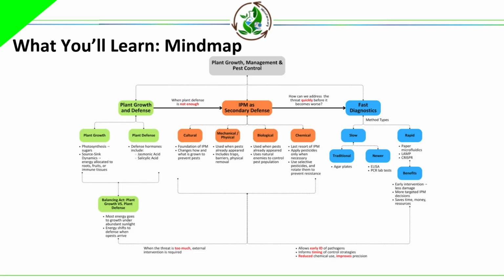That includes cultural tactics like rotation or resistant varieties, mechanical tools like traps or barriers, biological control with natural enemies, and chemicals as a last resort. In blue are diagnostics, tools from agar plates to ELISA, PCR, LAMP, and CRISPR that help us catch problems early. Early detection means less damage, better decisions, and less wasted time and money.